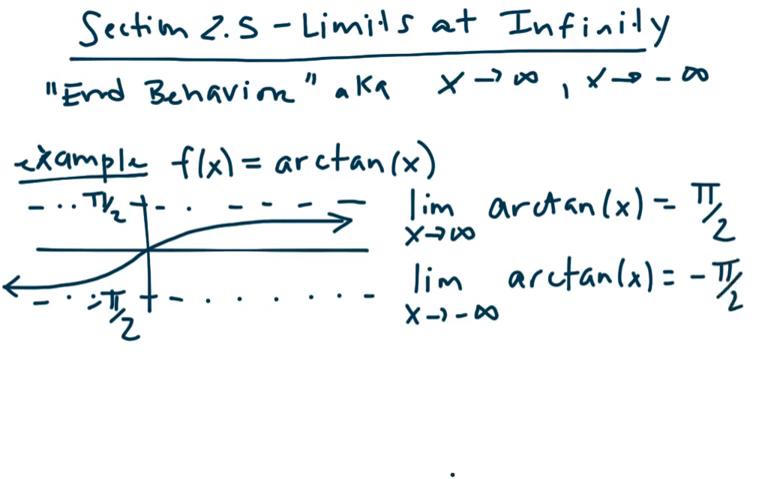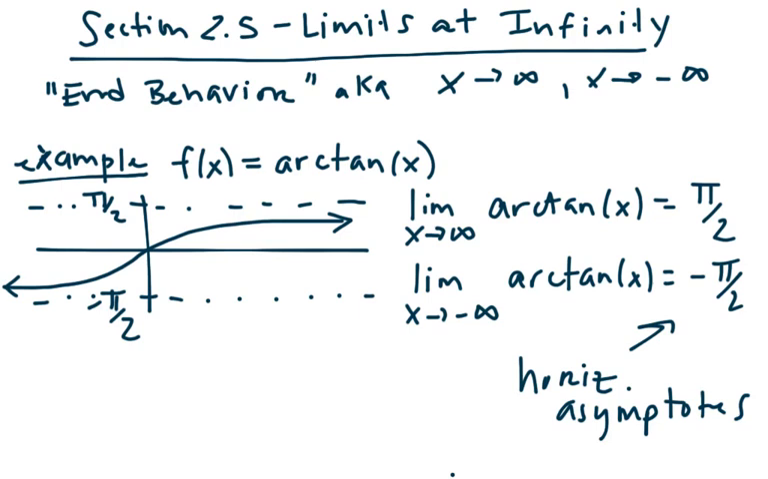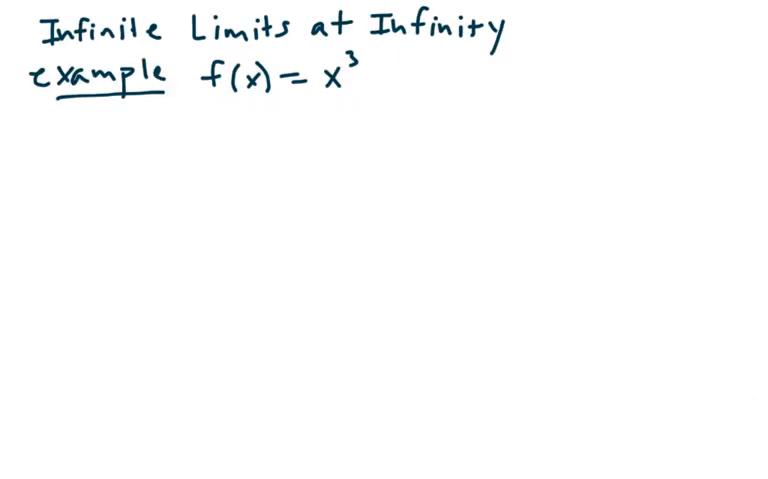So pi over 2 and minus pi over 2 are both called horizontal asymptotes. Okay, so hopefully that's a term you've heard before. But now we're connecting the idea of the asymptotes with the calculus concept of a limit. Okay, so next I want to talk about infinite limits at infinity.